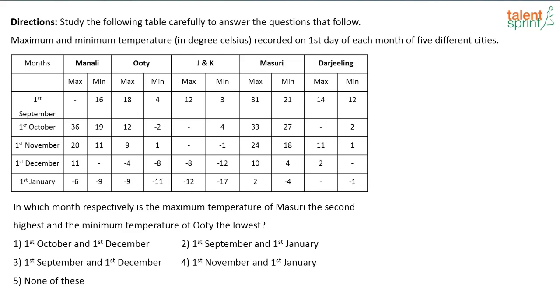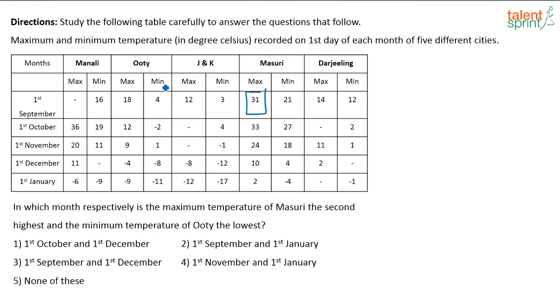In which month respectively is the maximum temperature of Mussoorie the second highest and the minimum temperature of Ooty the lowest? So where is Mussoorie? Mussoorie is here. Maximum temperature the second highest. When is the maximum temperature second highest? See, maximum temperature most highest one is on October, second highest is here, 1st September. Correct? Similarly, minimum temperature of Ooty the lowest.